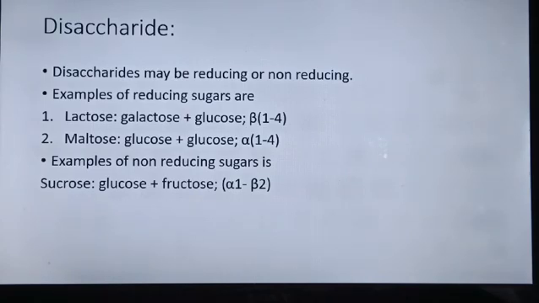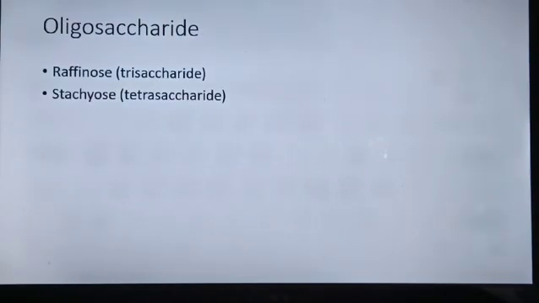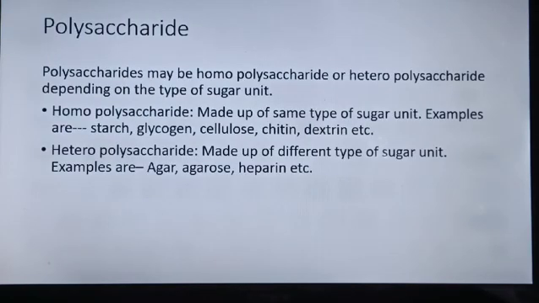Sucrose is a non-reducing sugar because the first carbon of glucose and the second carbon of fructose, which contain the functional groups, are involved in the glycosidic bond formation. Then examples of oligosaccharides are raffinose, which is a trisaccharide having 3 monosaccharide units, and stachyose, a tetrasaccharide having 4 monosaccharide units. Then comes polysaccharides.